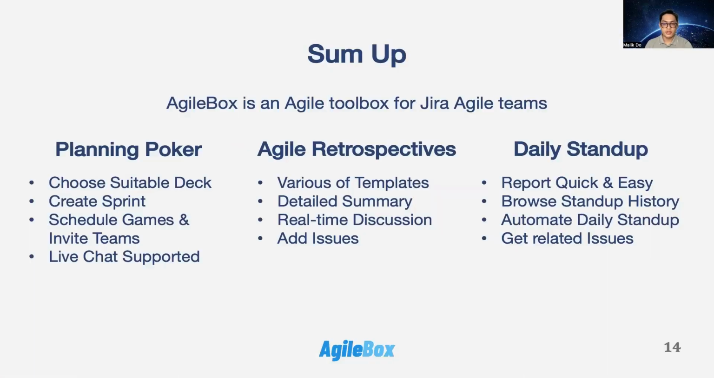So those are three demos of how to use AgileBox features. This is a quick recap of the three main features of AgileBox. With planning poker and Agile Retrospective, we provide a lot of templates for your team to choose from. We also provide a live chat function for these two features. With Daily Standup, your team can see each other's daily reports, quick and easy.